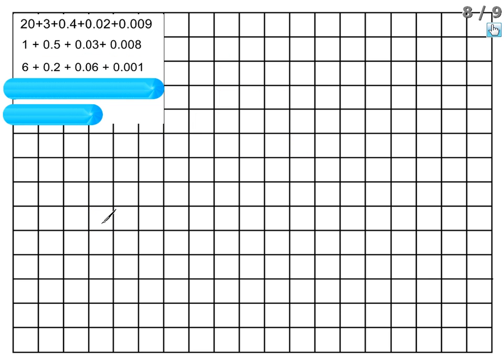Now let's do this next one together as well. We're going to write our 6 down in our graph paper. And then from here on out, we're going to line up our place value. We have our 0 in the ones place, decimal point, and then our 2. We have our 0 in the ones place, 0 in the tenths place, 6 in the hundredths place. And then finally 0 in the ones place, 0 in the tenths, 0 in the hundredths, and 1 in the thousandths. And we add all these together.